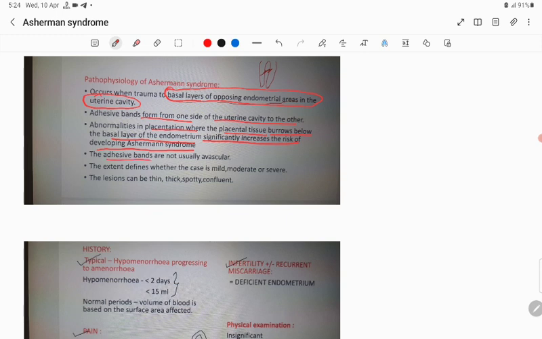The adhesive bands are not usually vascular. The extent defines whether the case is mild, moderate or severe. The lesion can be thin, thick, spotty or confluent.